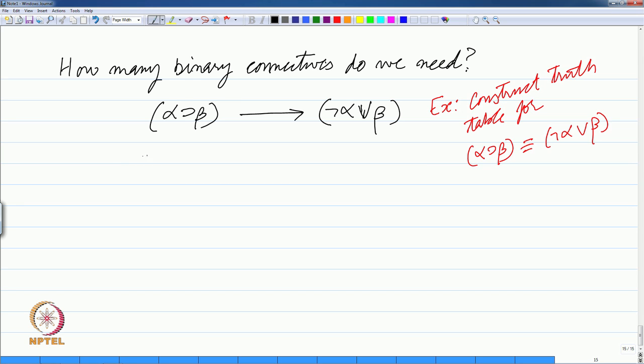Likewise, if we have alpha and beta, then we can actually replace it by, let me use the standard notation, alpha and beta is equal to not of not alpha or not beta.